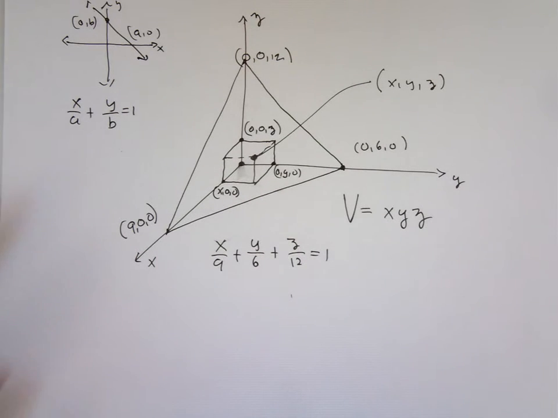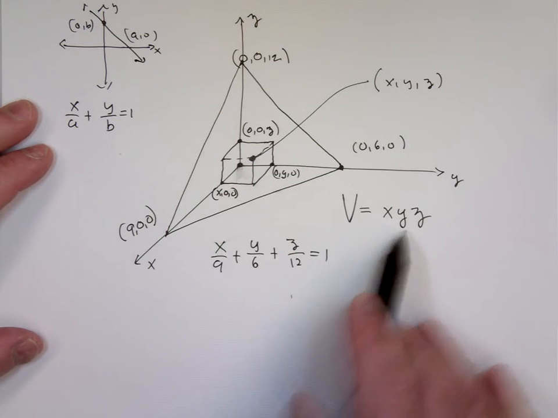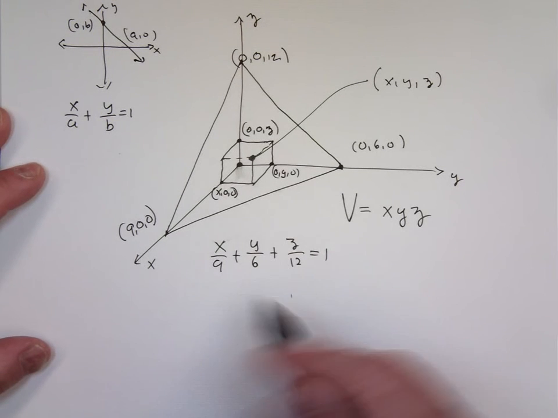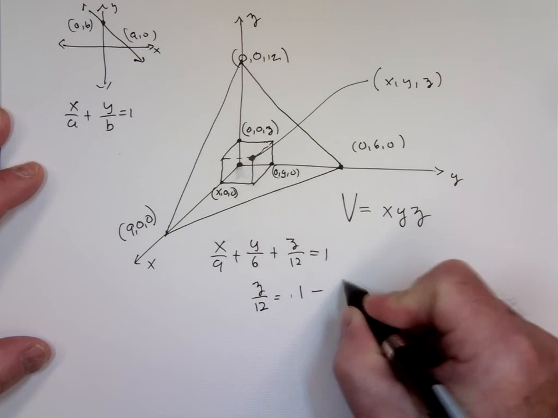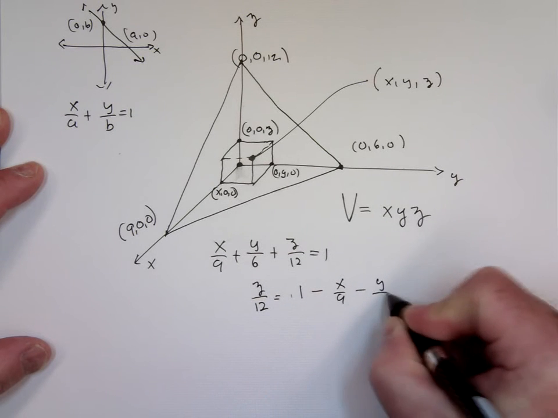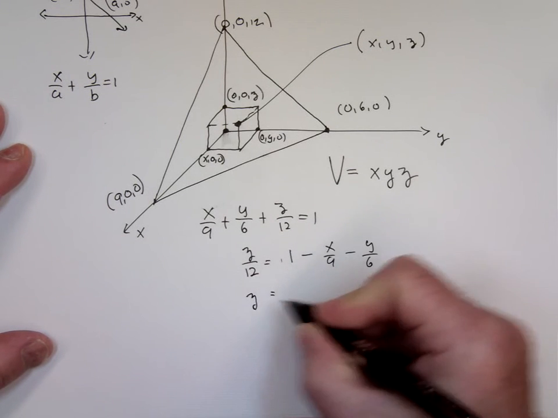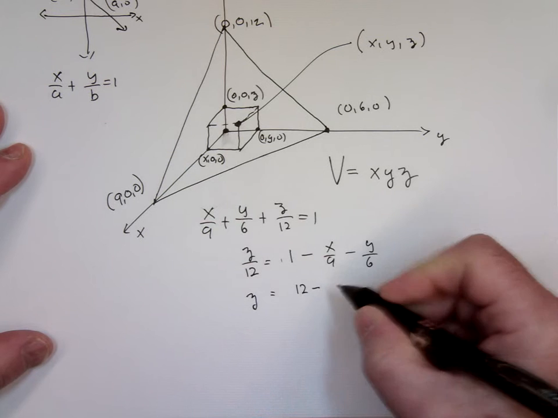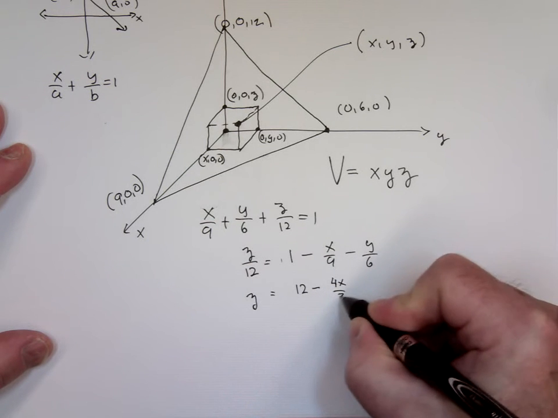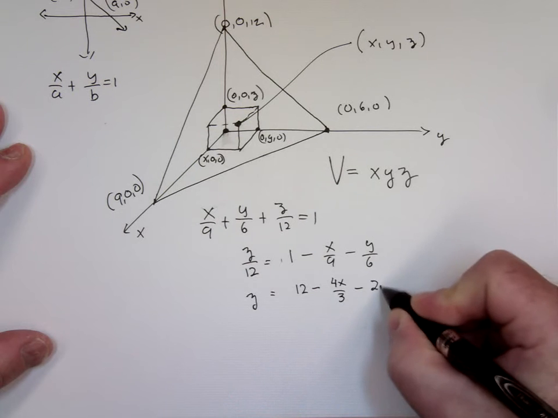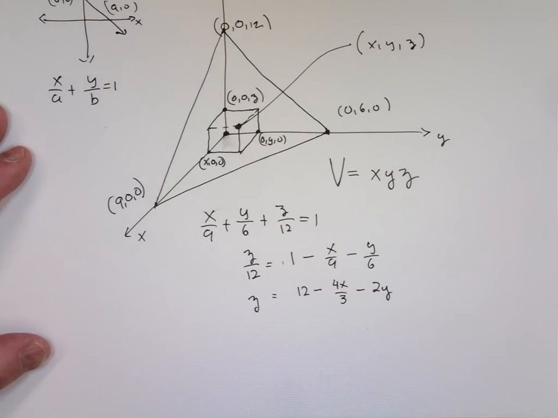Now, I want to solve for z because I'm going to eliminate z. So z over 12 is equal to 1 minus x over 9 minus y over 6. Let's multiply by 12. z is equal to 12 minus 12x over 9, that's 4x over 3, minus 2y. That's unfortunate, isn't it? But that's the way it goes. So there's z. We can eliminate z.